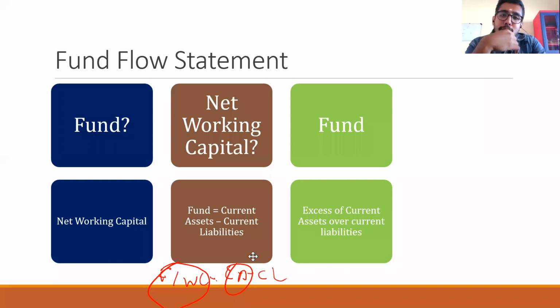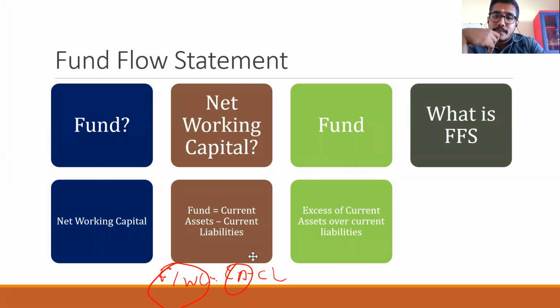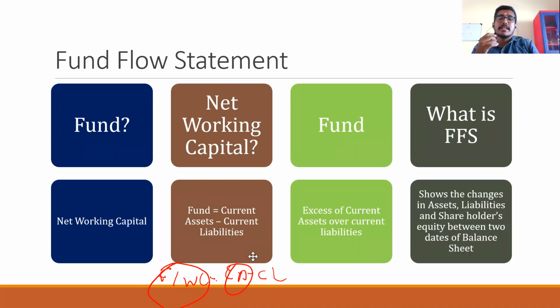So what is fund flow statement? Inflow and outflow of this working capital. Yes. It shows the changes in assets, liabilities, and shareholders' equity between 2 dates of balance sheet. That means we are trying to compare all the balance sheet items between 2 periods, that will be year 1 and year 2. We'll be preparing fund flow statement.